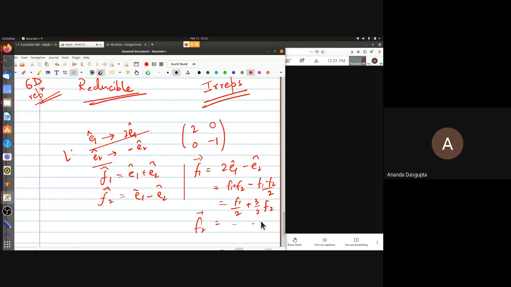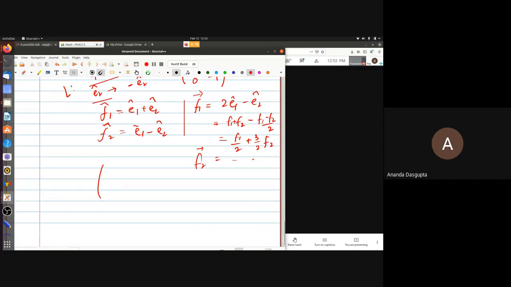Of course, you could find this out by figuring out what the corresponding similarity transformation is, but a direct calculation is equally easy. But the point I'm trying to make is the matrix which will represent the same linear transformation, if we were to use the F1, F2 basis, will not look diagonal at all. It will not look reducible. It will look like this, with some other non-zero elements here.